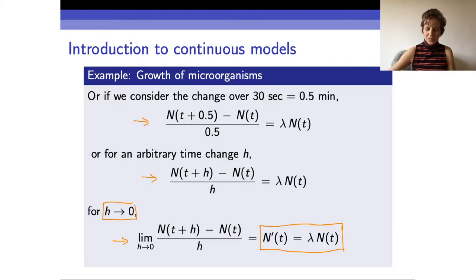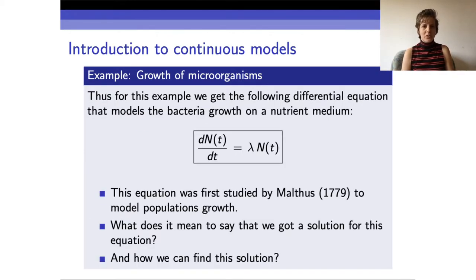Okay, so this is our first differential equation. So we could just write this model for the bacterial growth on a nutrient medium in this shape. So this equation was first studied by Malthus to model population growth. So a question is, what does it mean to say we got a solution for this equation? And how can we find this solution?